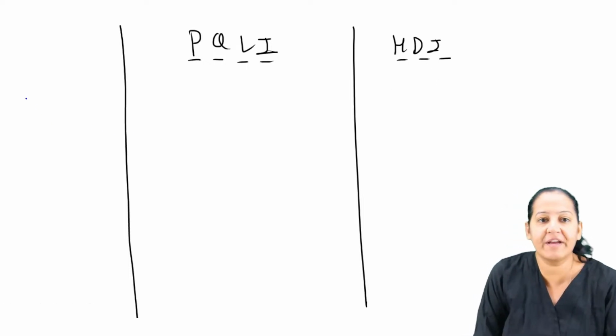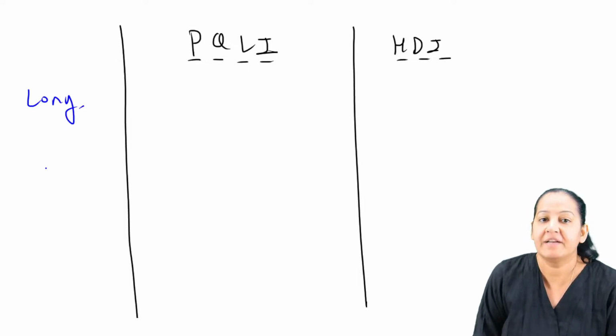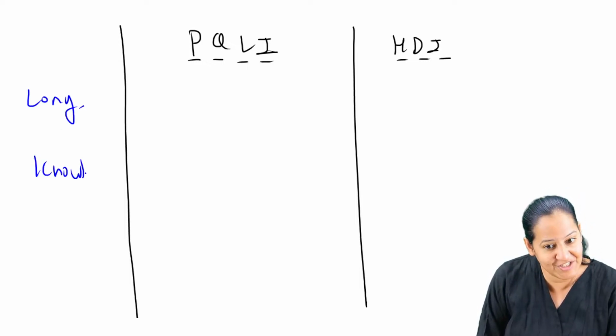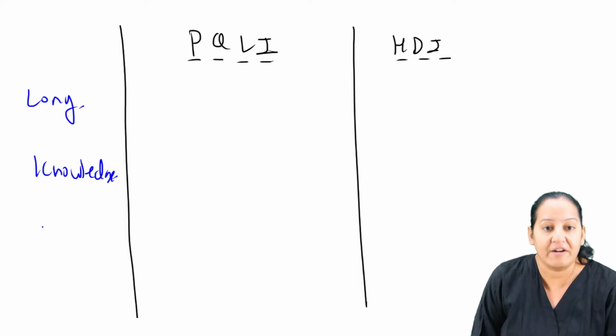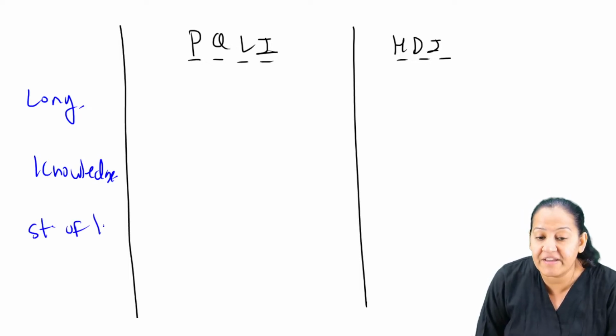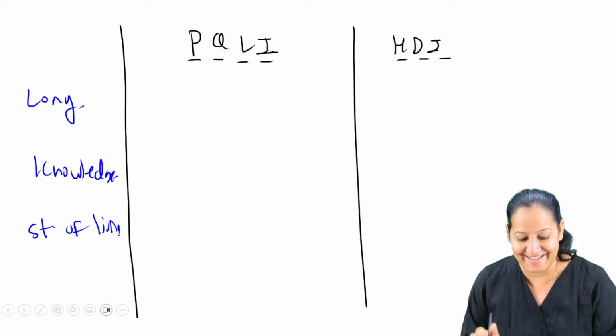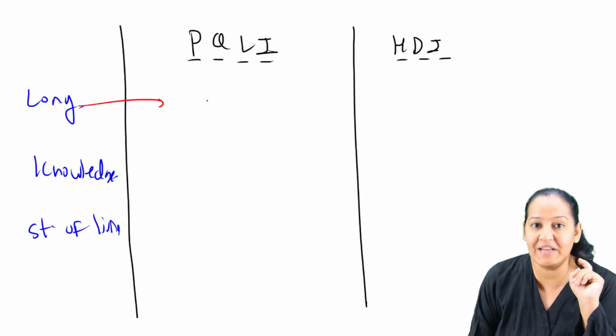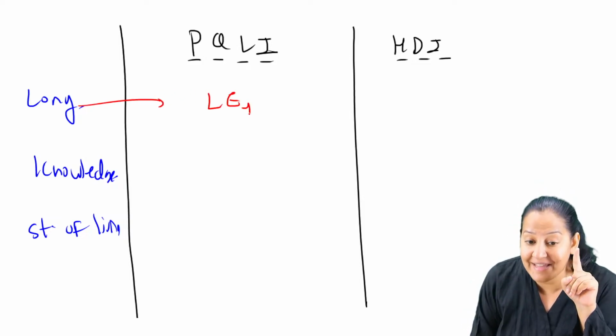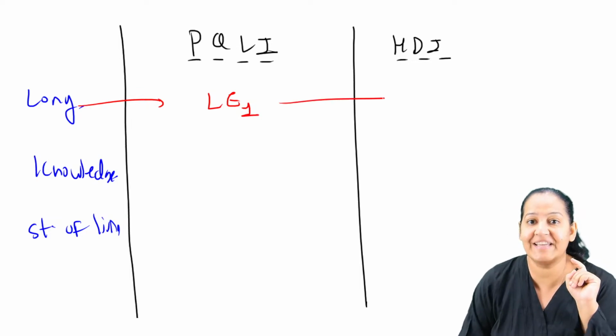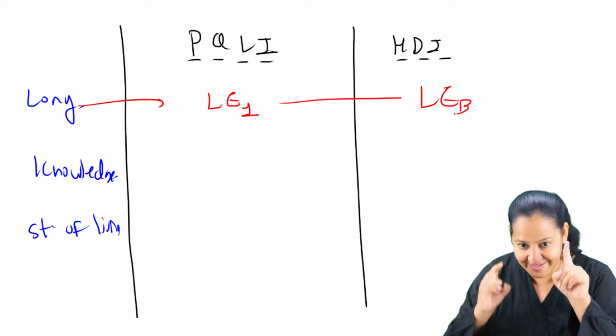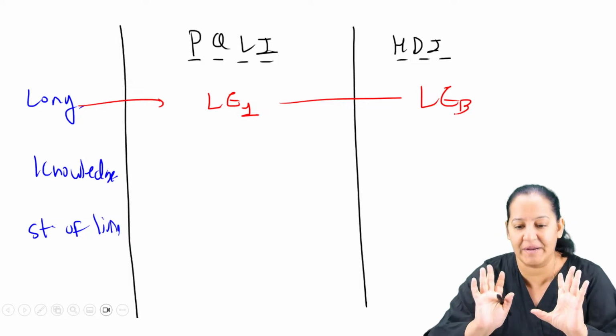Now tell me how we compare the longevity in each of them. Tell me how we compare the knowledge in each of them. What is the criterion for knowledge? And what is the criterion for standard of living in each of them? I taught you very clearly. So in PQLI, for longevity, we take life expectancy at the age of 1. And here we take life expectancy at birth. Why it is like so, I will tell you in a moment.